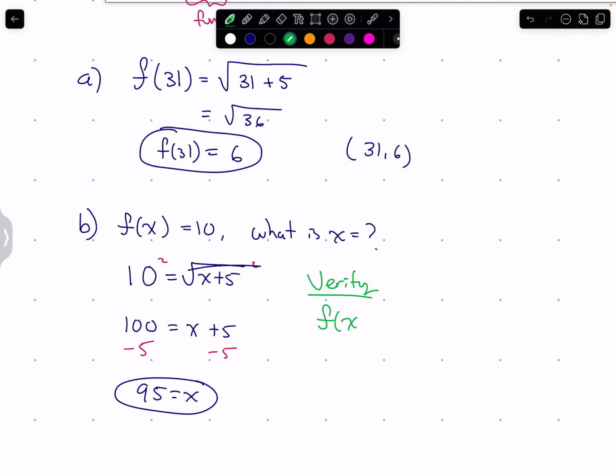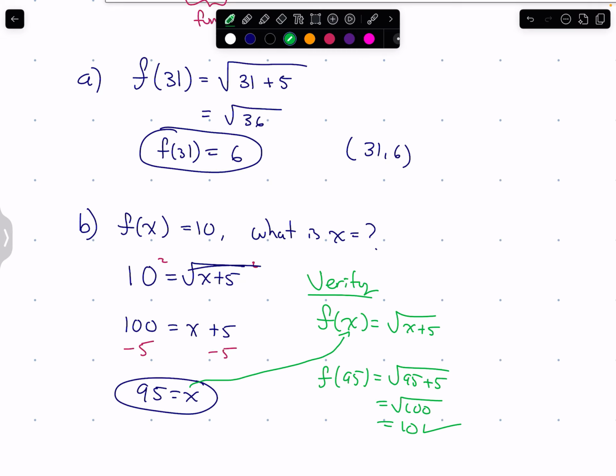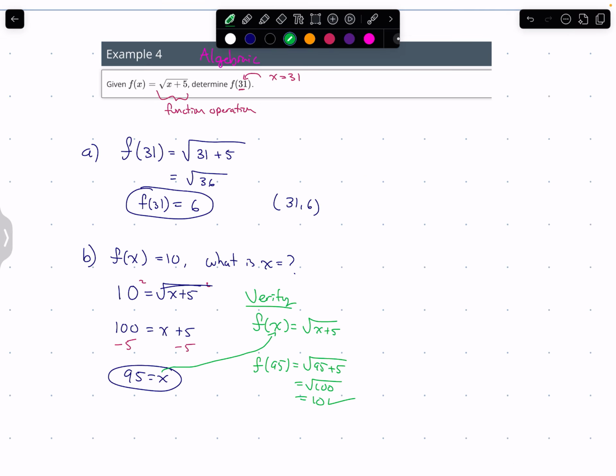Remember, my function is defined by this. If I plug x equals 95 in here, then I get the square root of 95 plus 5, which equals the square root of 100, which equals 10, as I thought.